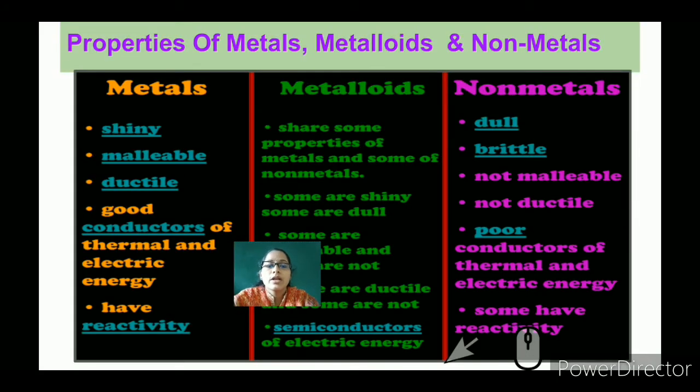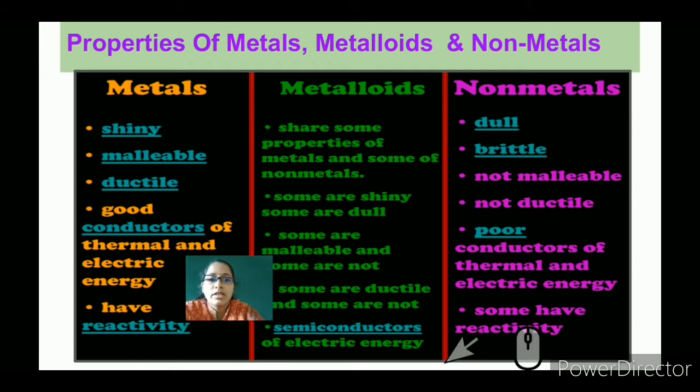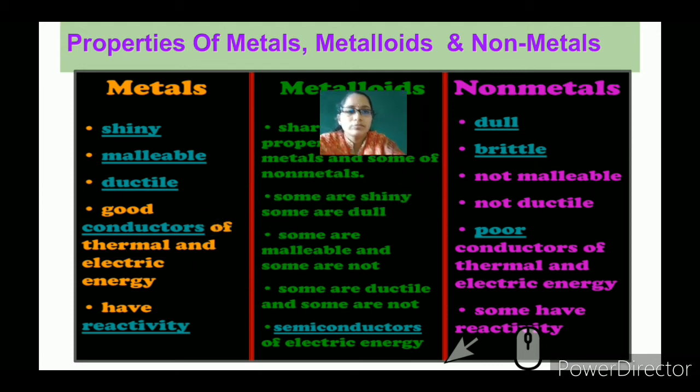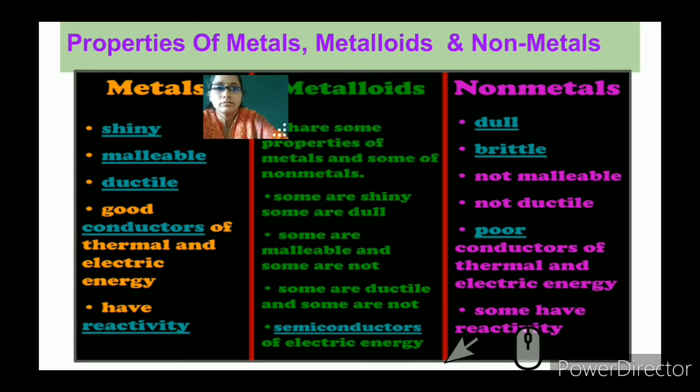Next we come to the properties of metals, non-metals, and metalloids. We will first understand metals. Metals are shiny, malleable, ductile, good conductors of thermal and electric energy, and highly reactive. Coming to non-metals, they are dull in nature. Let's start comparing. Metals are shiny, but non-metals are very dull in nature.